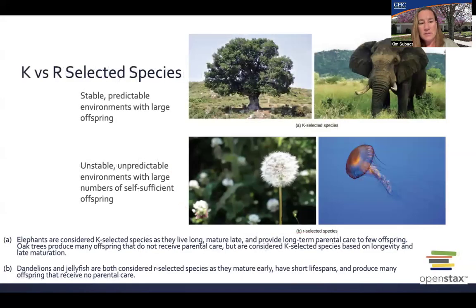K versus r selected species. So examples of K selected species. K selected species typically are going to have large, robust offspring. They're going to be living in a stable environment, a predictable environment, are our K selected species.